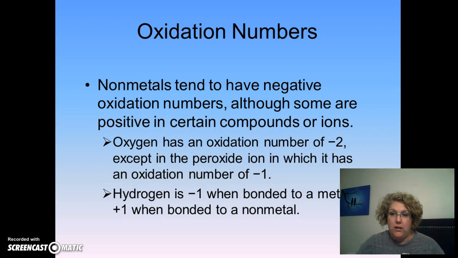Like in HCl, hydrochloric acid, the H is positive and the Cl is -1. But in, say, sodium hydride, NaH, the sodium's +1 and the hydrogen's -1. So the position of the hydrogen can give you a clue. If he's written in front like a metal would be, he's positive, and if he's written in the back half of the formula like a non-metal would be, that's negative.